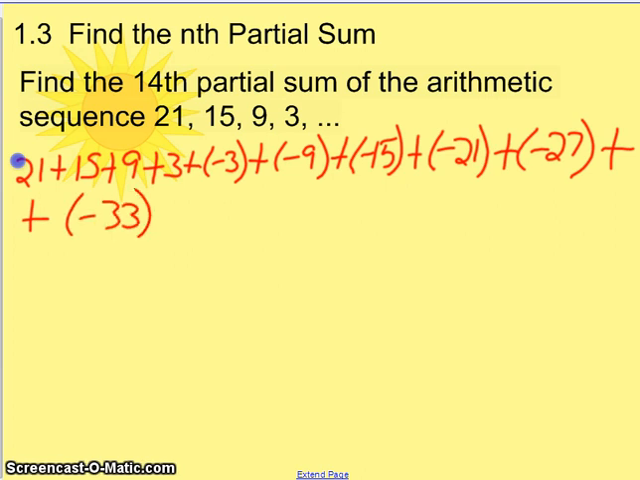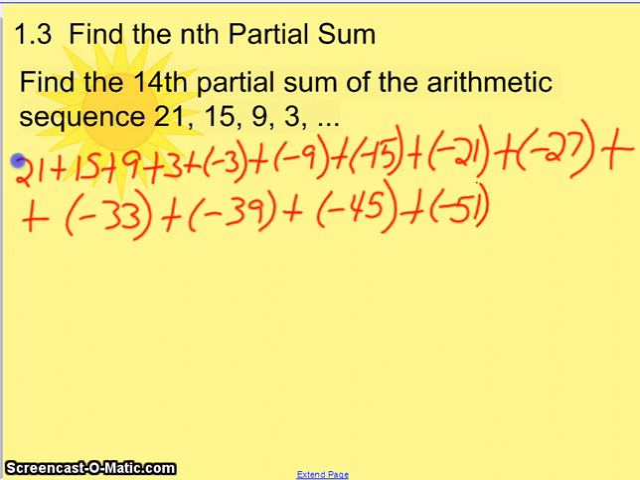Negative 33 makes the 10th term. Negative 39 makes the 11th term. Negative 45 makes the 12th term. Negative 51 makes the 13th term. Negative 57. I just need to count them, make sure I did that right. 1, 2, 3, 4, 5, 6, 7, 8, 9, 10, 11, 12, 13, 14. All right, so I've got 14 terms.